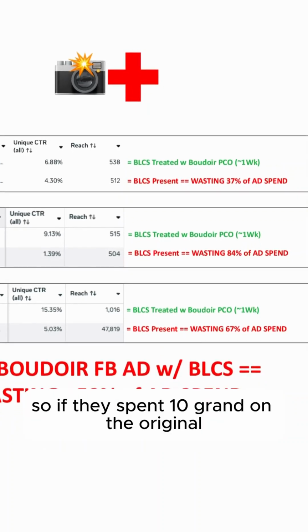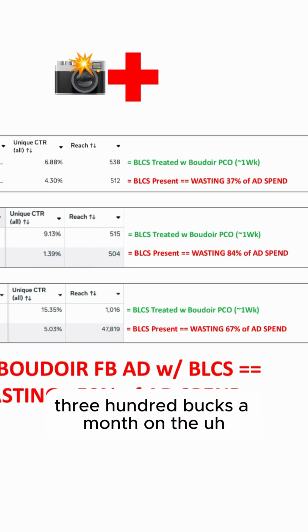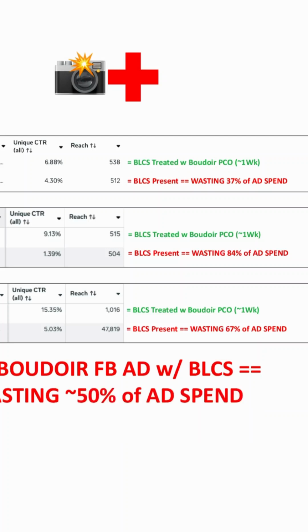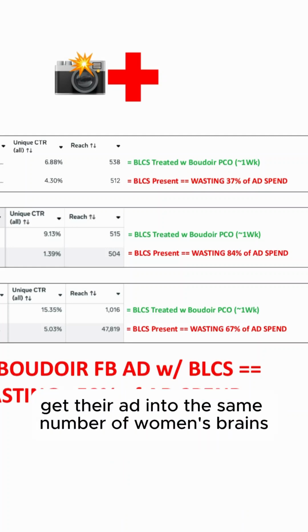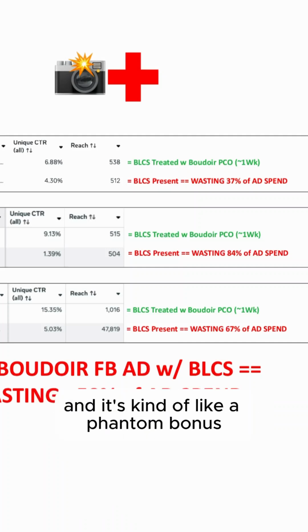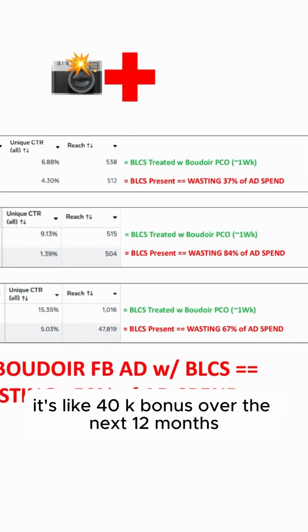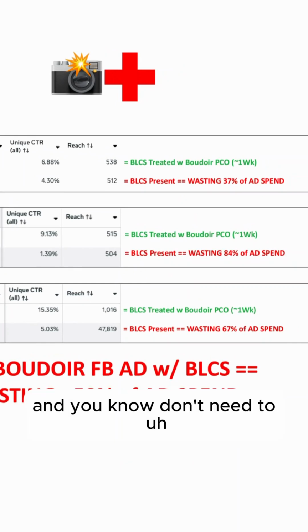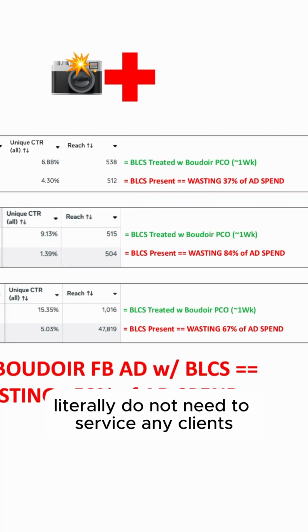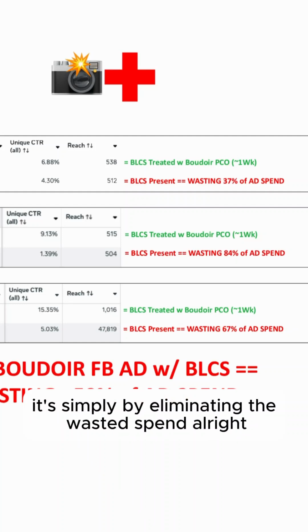So if they're spending 10 grand on the original, now all they need to do is spend $6,300 a month on the Boudoir Pico treated ad, and in both scenarios get their ad into the same number of women's brains. So at $3,700 a month, they don't have to spend anymore. They can pocket it. It's kind of like a phantom bonus, an efficiency bonus, because they no longer have to spend it. It's like a $40K bonus over the next 12 months, and they literally do not need to service any clients, no extra work. It's simply by eliminating the wasted spend.